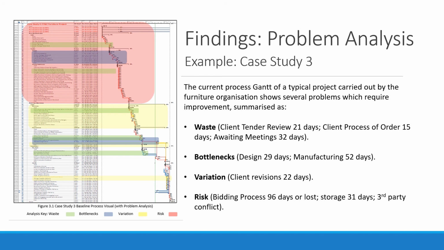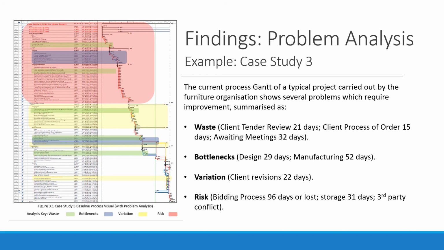it is possible to show that there are several problems within the current process. There are several issues linking to waste. These are client tender review, client process of order, and awaiting meetings. This is often linked to governance and the lack of communication. There are also bottlenecks within the design and manufacturing process. This is often linked to the project office also doing other project work at the same time.